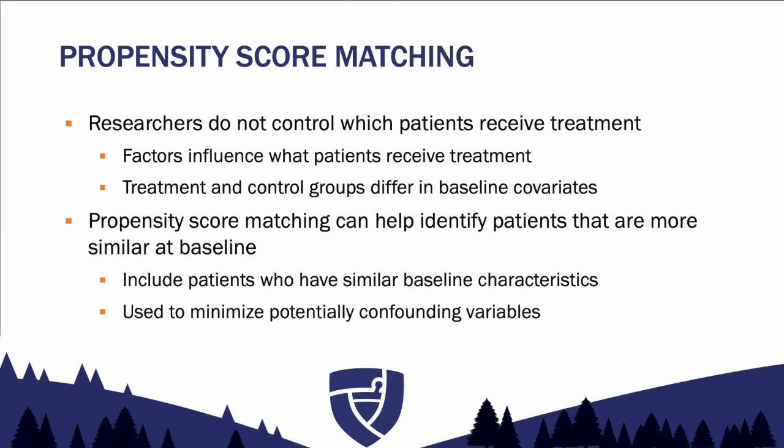As previously discussed, in quasi-experimental research, researchers do not control which patients receive treatment, and many factors may influence whether a patient receives treatment, which results in differing baseline characteristics. Propensity score matching helps to identify patients or participants that are more similar at baseline and can minimize the impact of confounding variables. The covariates, which are used to match participants, are selected based on input from the investigators.